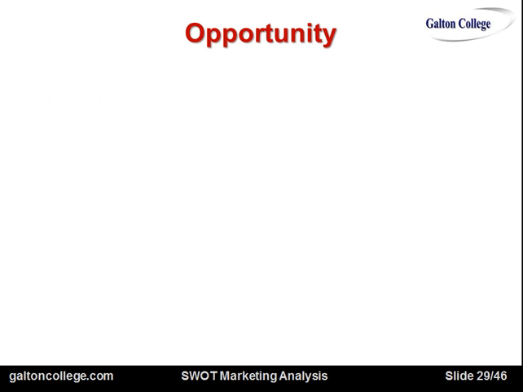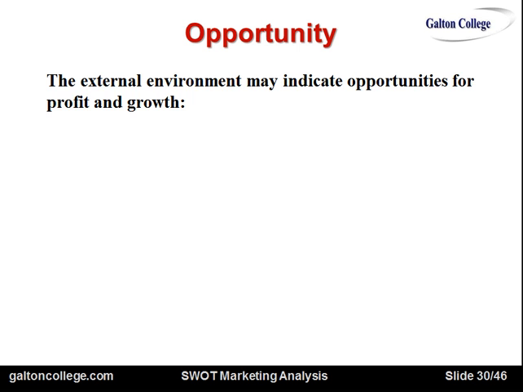Now let's look at opportunities. Well, the external environment may indicate opportunities for profit and growth. So it's important that the business look to the external environment to see what opportunities are there. For example, what customer needs and wants and demands are. Try to discern this, and this is where the marketing department is essential. The marketing department tries to discover what the customer needs are, what the wants are, and what their demands are, what they will actually buy, and at what price.